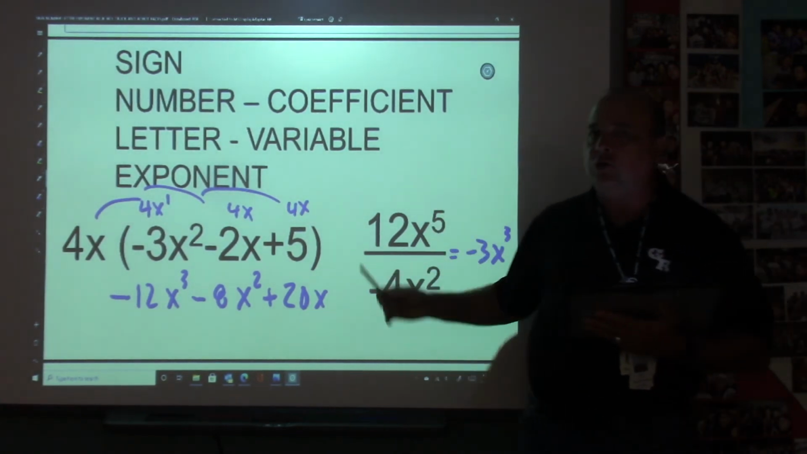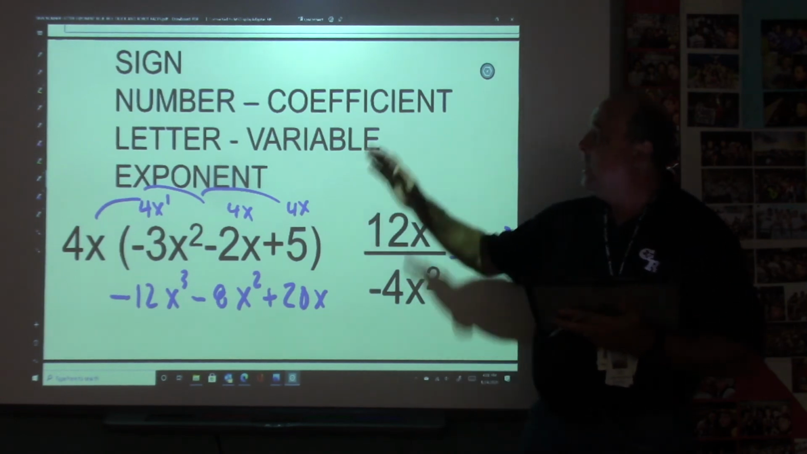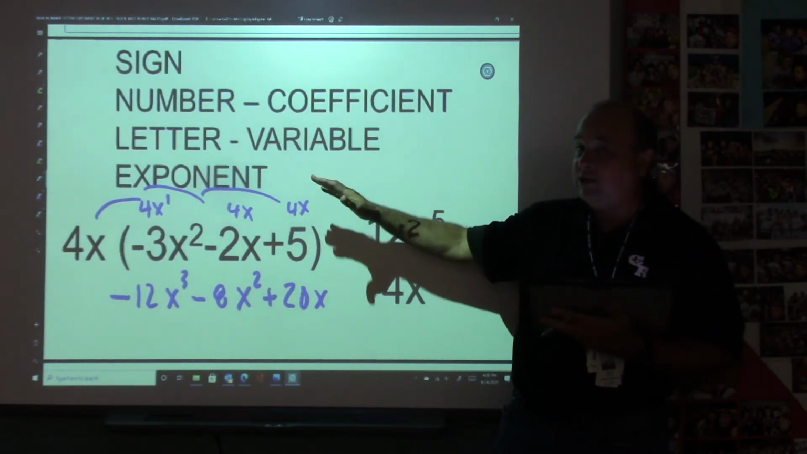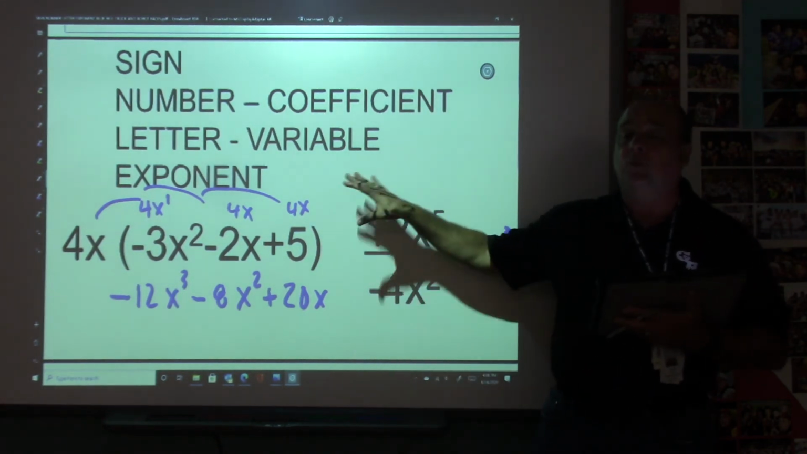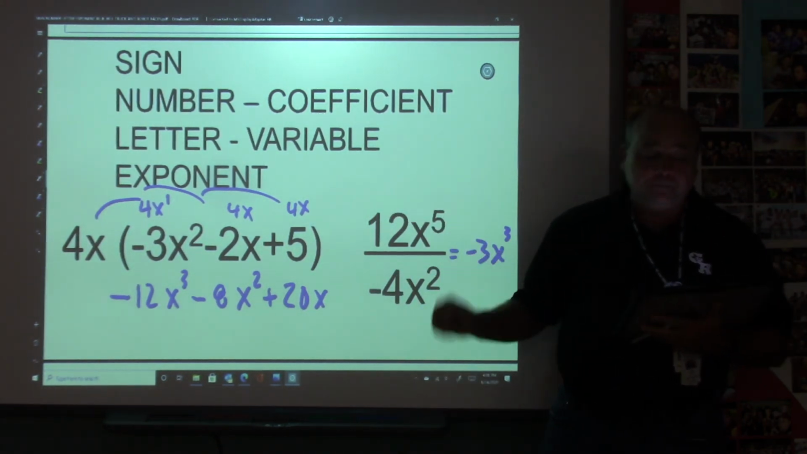This is how you're going to do your algebraic arithmetic this year. If you remember sign, number, letter, exponent, it's going to make your life simpler, and if you get that process down, you'll be able to complete the algebra correctly.